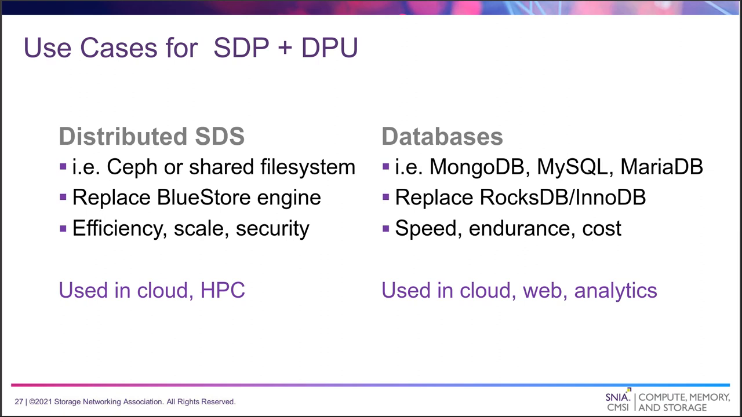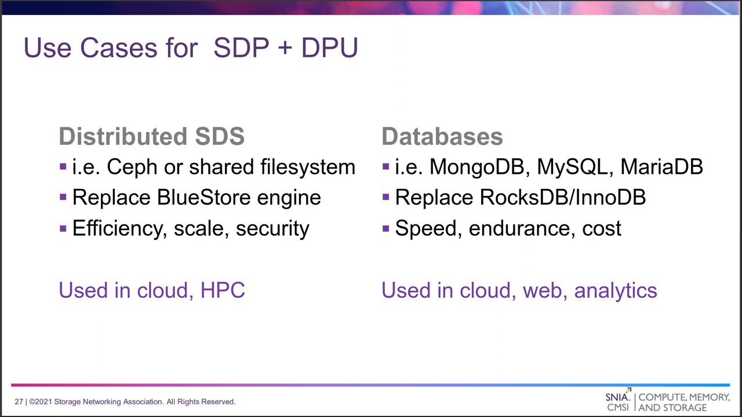So I think one use case is a distributed SDS, or software-defined storage. And that's like the example you gave with Ceph. You have a distributed storage layer making somewhat complex queries to the SSDs. If you replace the default storage engine in Ceph, the original one, then there's BlueStore, which is an improved version, with the storage data processor, you get better efficiency and better scale. And then by adding the DPU, you can also get better security.